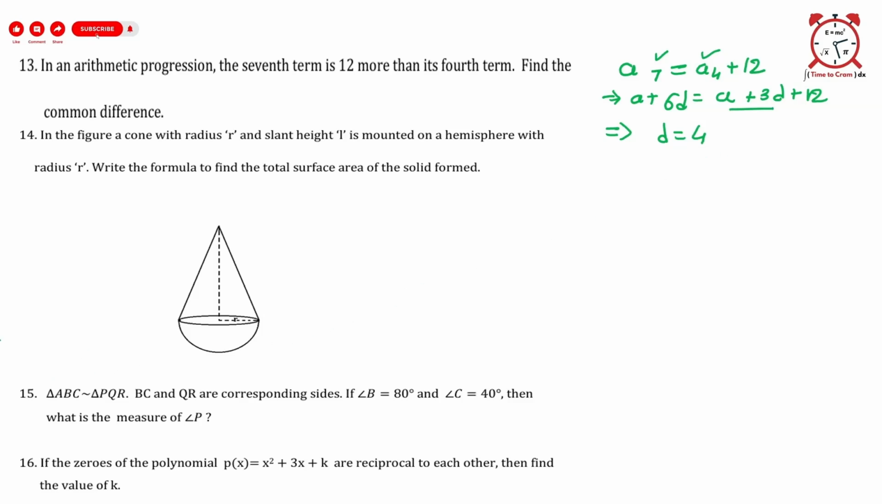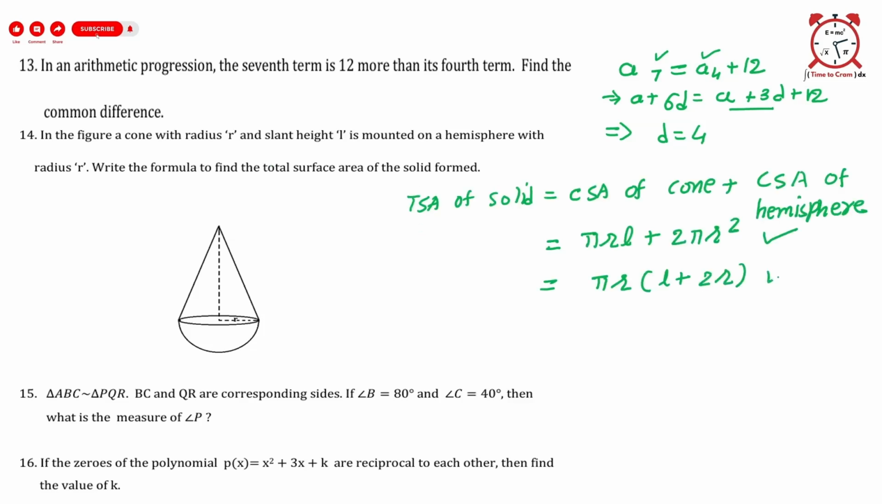Next question, in the given figure, a cone with radius r and slant height L is mounted on a hemisphere with a radius r. Write the formula to find the total surface area of the solid. So TSA of solid equal to CSA of cone plus CSA of hemisphere. The formula respectively we kept here. This answer is also valid, and if we take out the common pi r, then this answer is also valid.